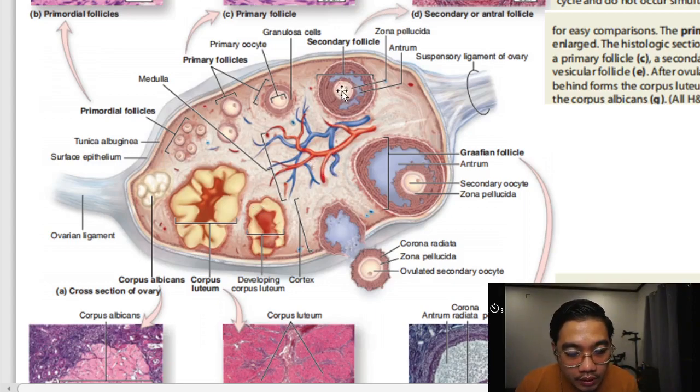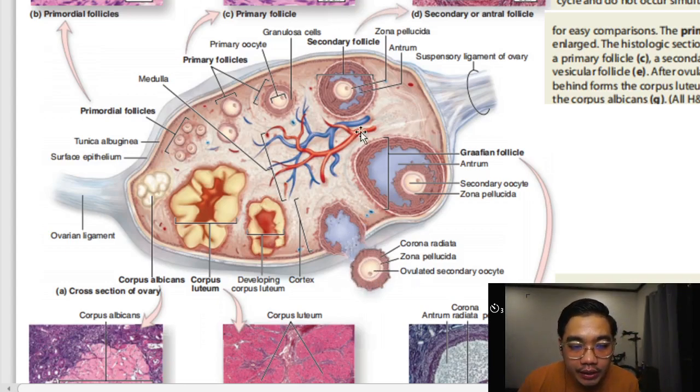So, your primary follicle will now develop into your secondary follicle. What happens is it grows and develops. And then it will eventually develop into your Graafian follicle. And after which, it will expel the oocyte, no?